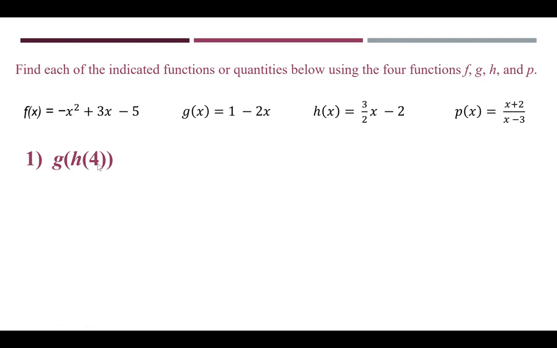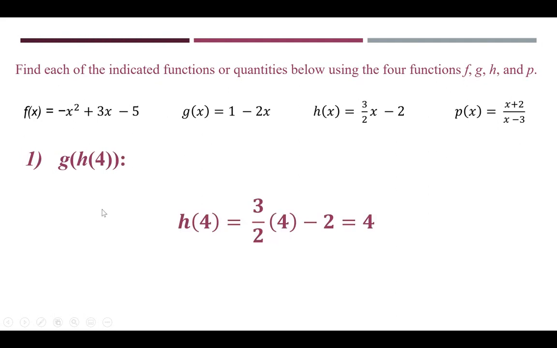We don't have a graph and we don't have a table, but we do have the algebraic function itself. So the way I find the y value when x is 4 is simply by substituting 4 into the expression and figuring out what the answer is. So when I substitute 4 into h of x, I get 3 over 2 times 4 minus 2, which equals 4. So h of 4 is coincidentally 4.